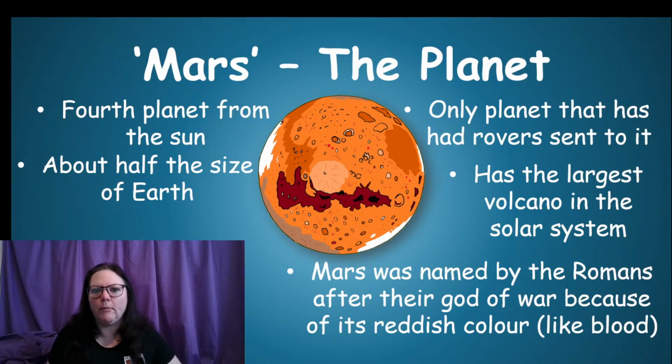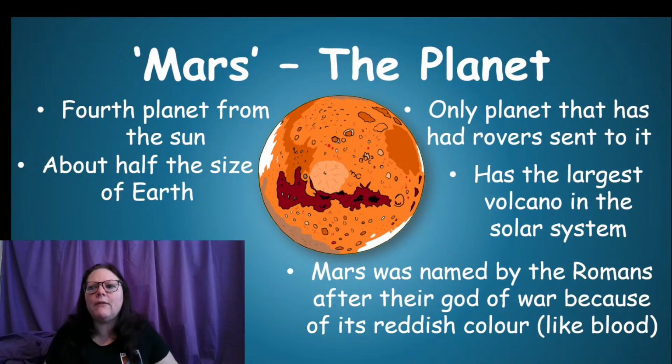But a year on Mars is 669.6 solar days, or would be the equivalent of 687 Earth days. So their years are considerably longer than ours. Mars has the largest volcano in the solar system. It's called Olympus Mons, and it's 3 times taller than Mount Everest.